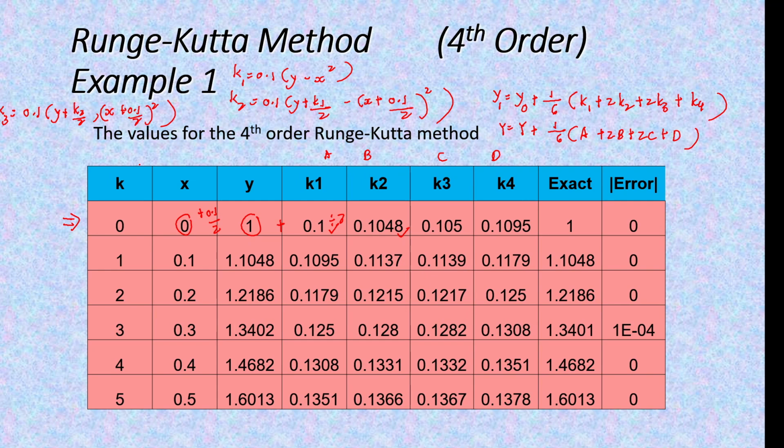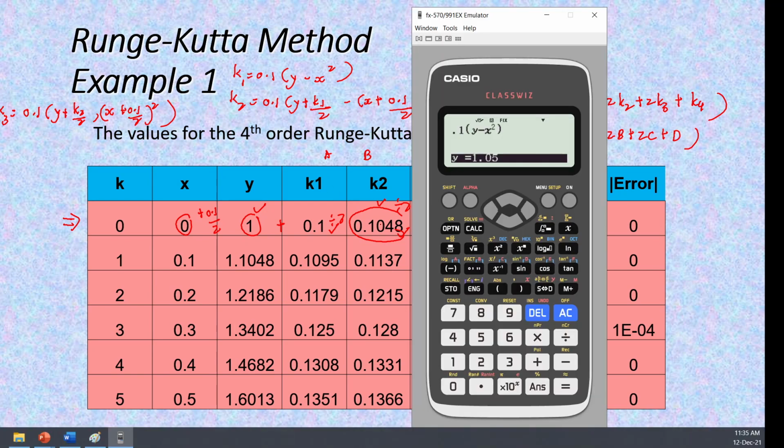You just press y, which is 1, and then you plus your K2. You take y plus K2 divided by 2. x is still the same value, which is 0 plus 0.1 over 2, which is 0.05. So you just accept x and press it down. Now y is 1 plus 0.1048 divided by 2. Okay, equal.